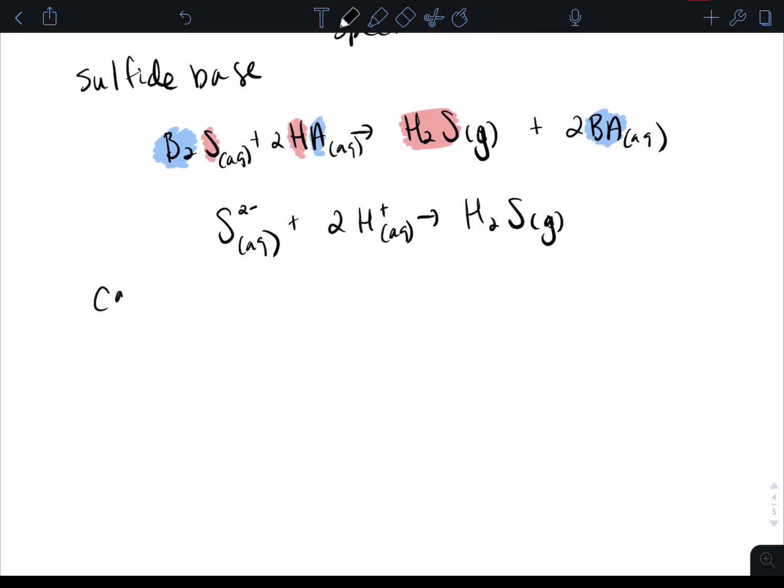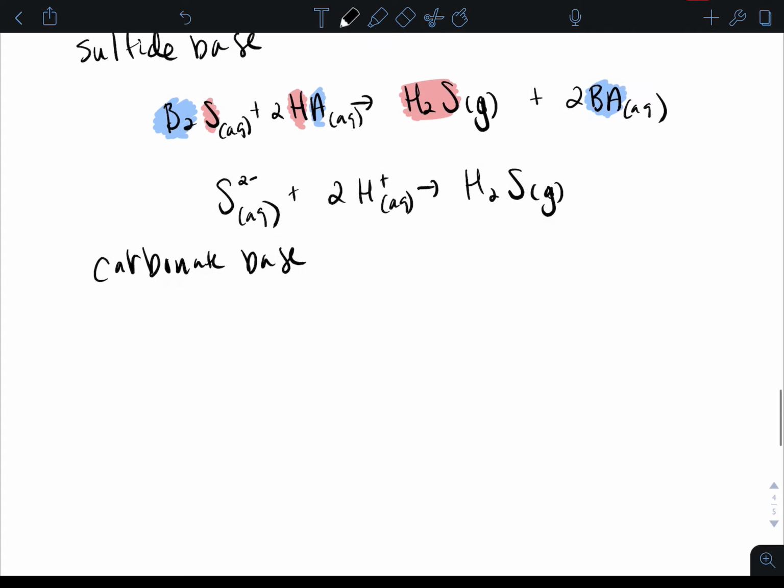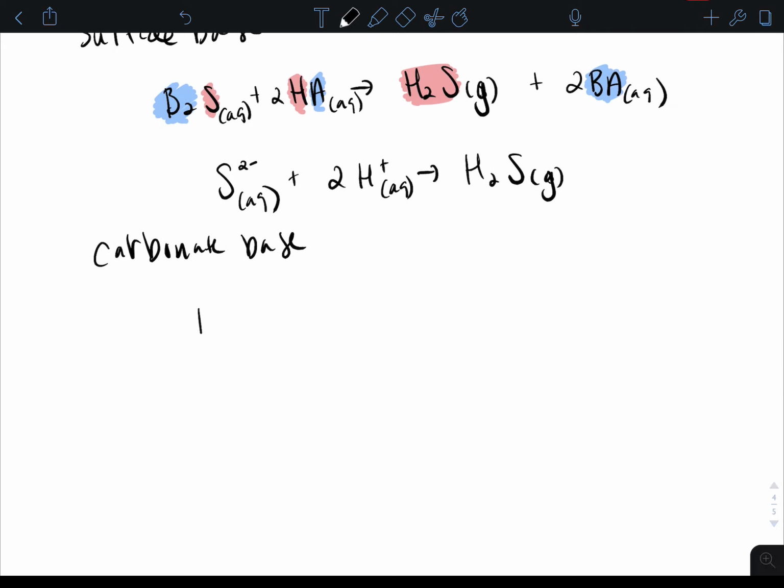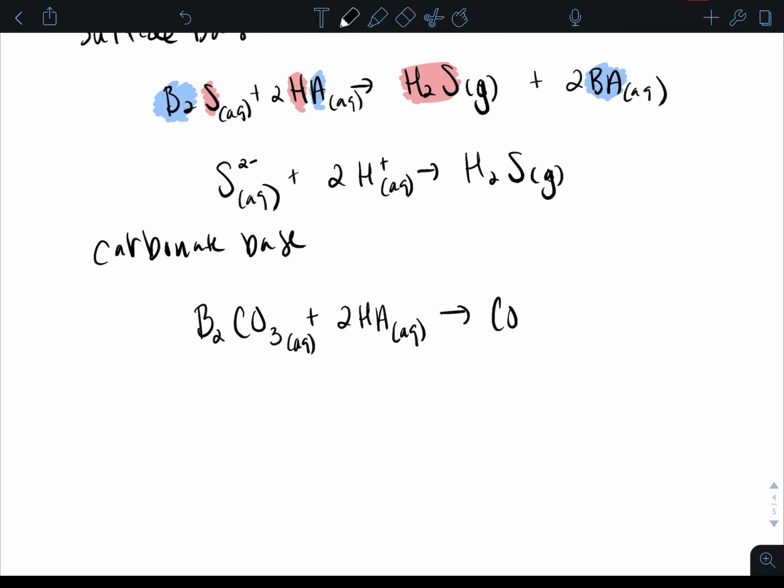Next are carbonate bases. So here we have some sort of base that contains a carbonate ion. So here we're going to react this with an acid. And when that reacts, we're going to produce carbon dioxide, water, and a salt.